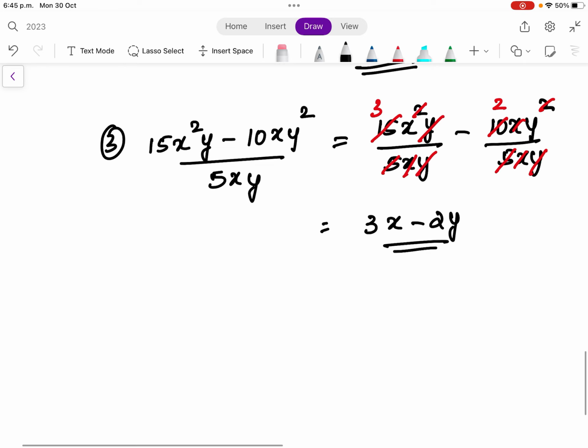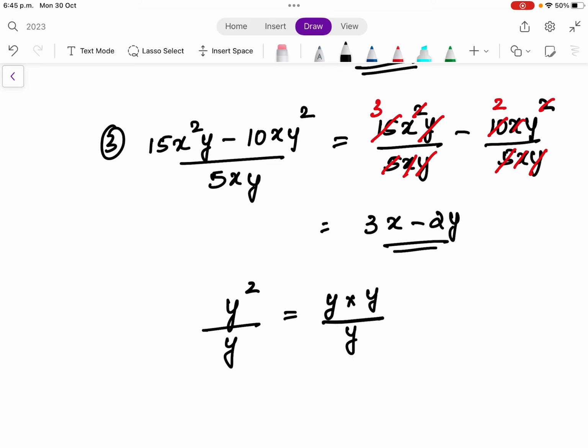So if you are confused on this one, y square over y, how did I cancel? I can write this as y square over y. Y square means y times y, over y. Okay. And then I'm cancelling 1y. So the answer remains as a single y here.